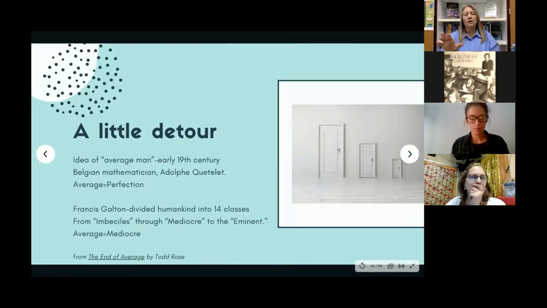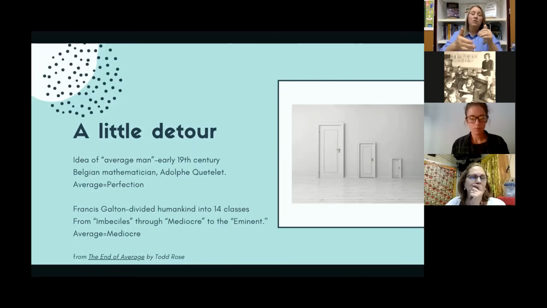And a little detour here, we have this idea of what average is, and we even grade and say that a C is average. But the idea of average, man, it came in the early 19th century from a Belgian mathematician named Adolphe Quetelet. He actually used mathematics in astronomy to determine distance between stars. He used that averaging technique to average humans as he started to look at humans. And he decided that if he could figure out what the average was for humans, that would equal perfection.